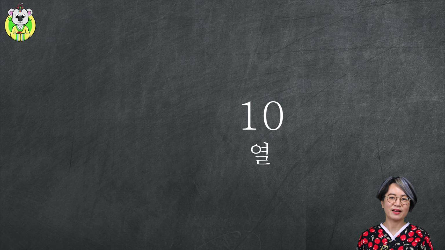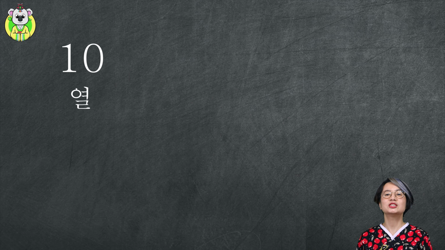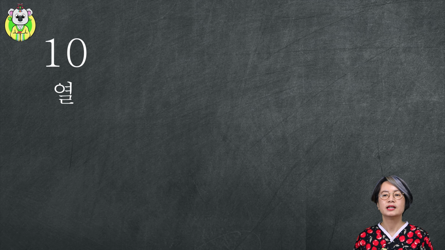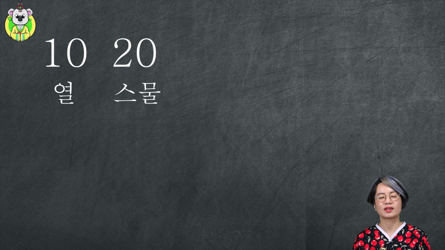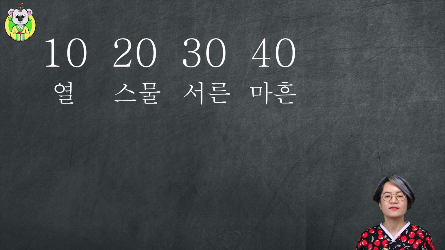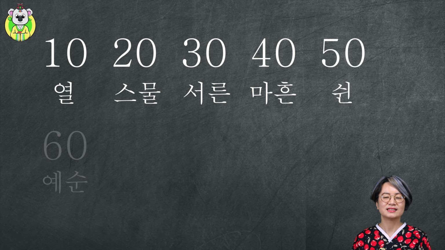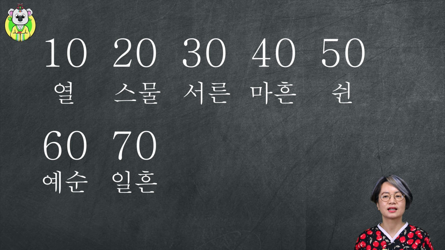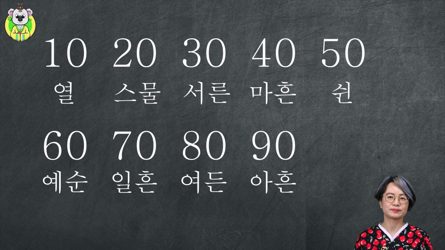After that, you have to memorize a different name for each place for the tens. 20, 스물, 30, 서른, 40, 마흔, 50, 쉰, 60, 예순, 70, 일흔, 80, 여든, 90, 아흔.